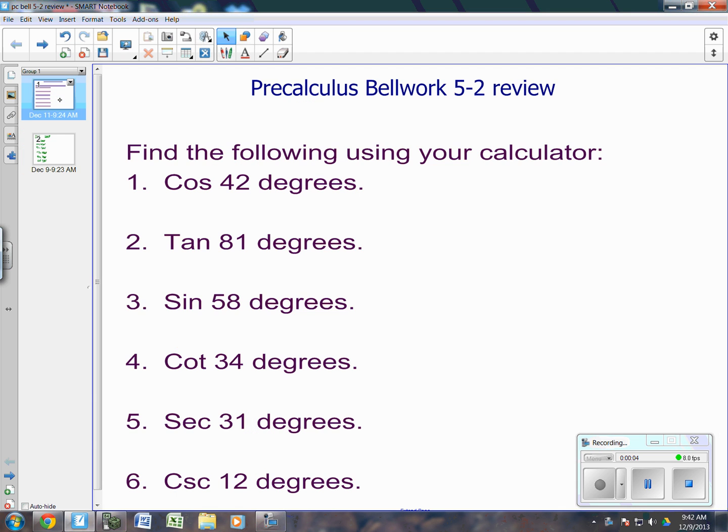For the bell work today, these 6 problems are the basics. Everything we've learned so far, the basics of trigonometry. If you understand these, it'll make everything else a lot easier, so make sure you're getting this down. You should know how to put those in your calculator now.